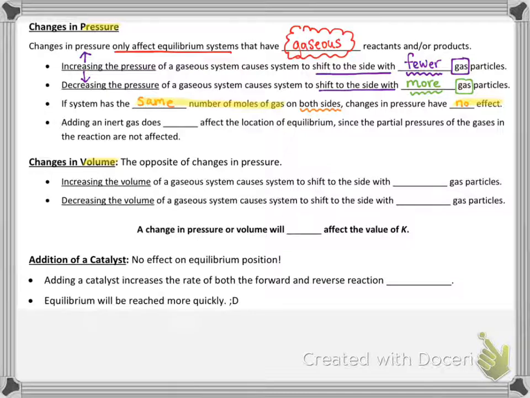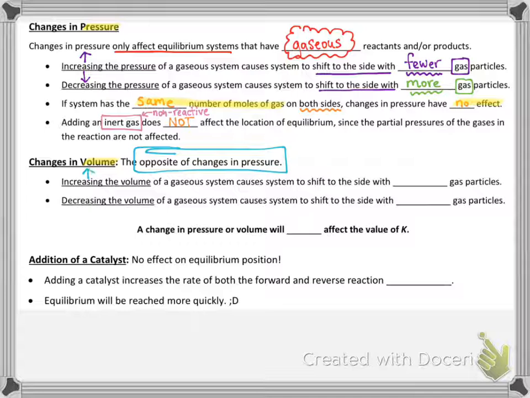One more interesting thing to note. If you add an inert or non-reactive gas, that actually does not affect the location of equilibrium either, since the partial pressures of the gases in the reaction wouldn't be changed. When you're considering changes in volume, just remember that whatever you did to volume did the opposite to the pressure, and then you could just still think about it in terms of pressure.